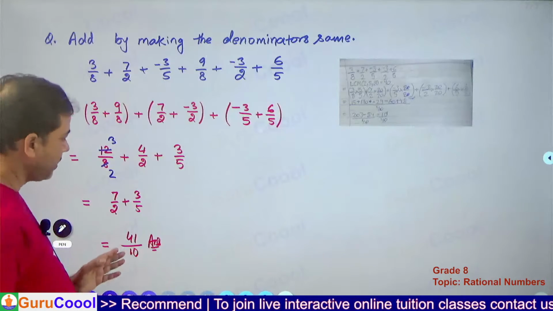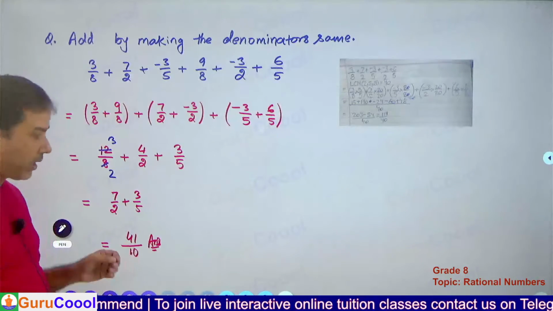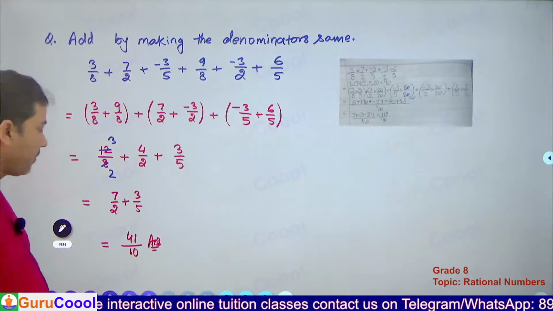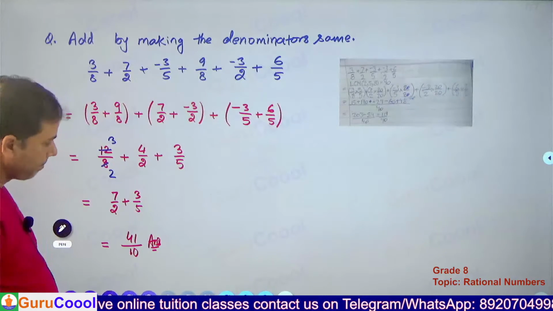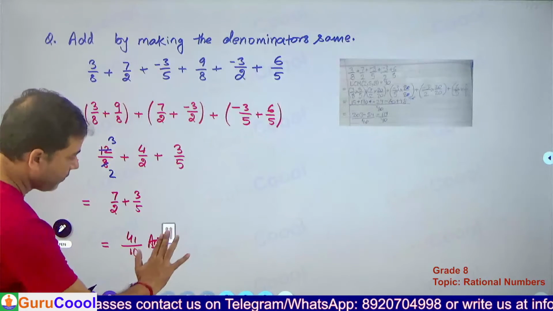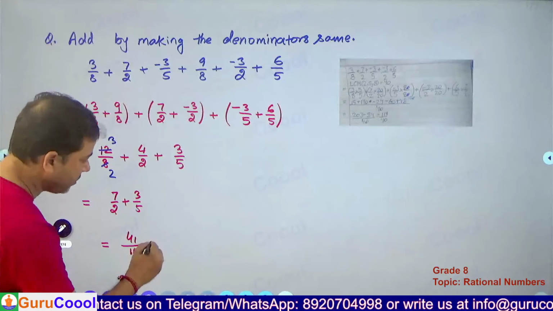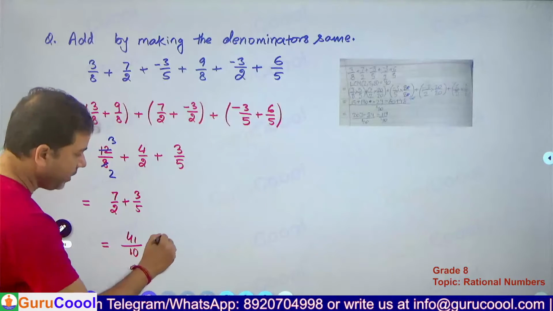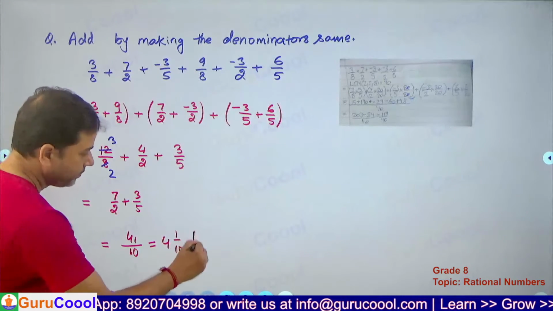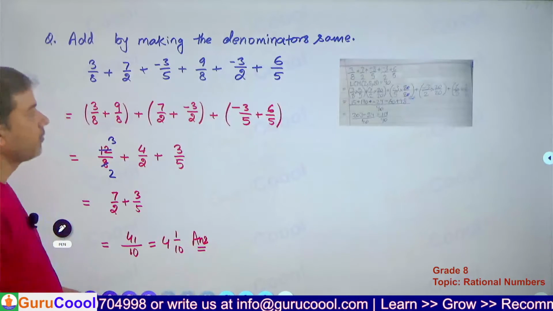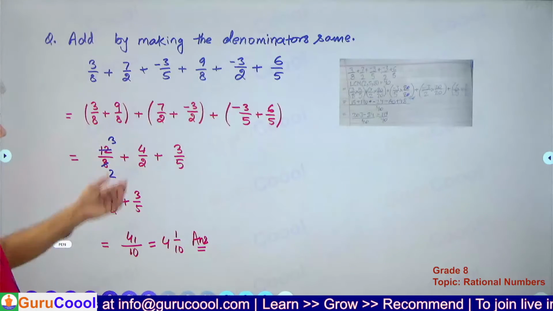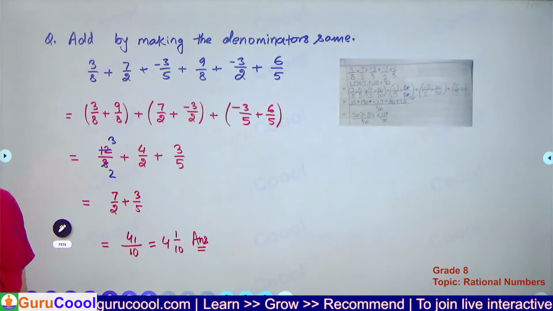You can change it into a mixed fraction as well or in decimal, but I would like to write it in improper form, or let's change it into a mixed fraction. 10 4s are 40, so 4 and 1 extra, so 1 by 10. This is how it could be done in a better way with very few calculations.